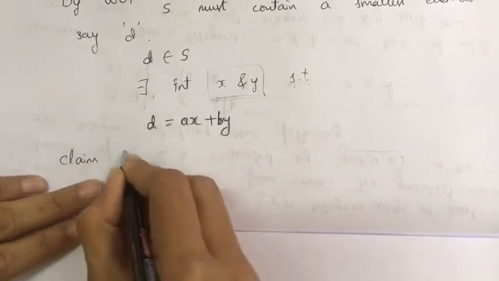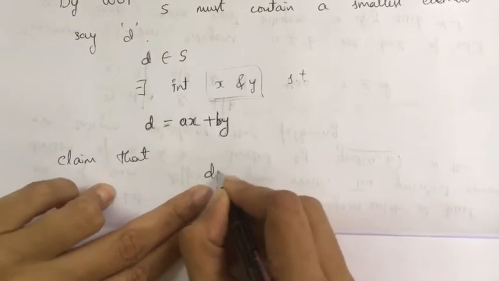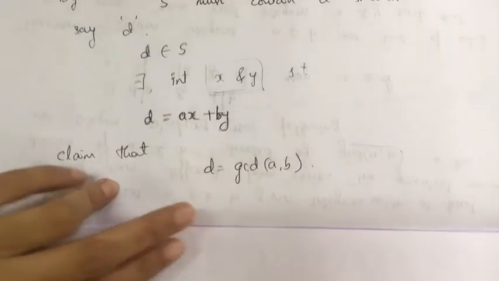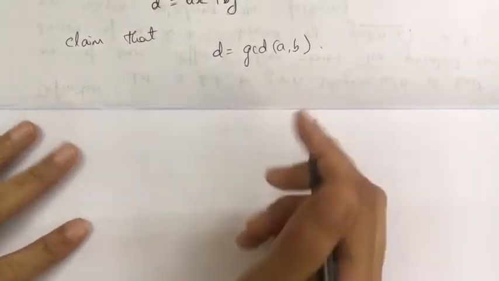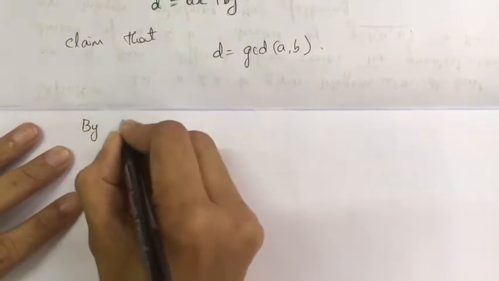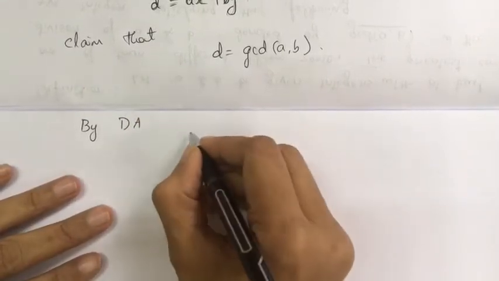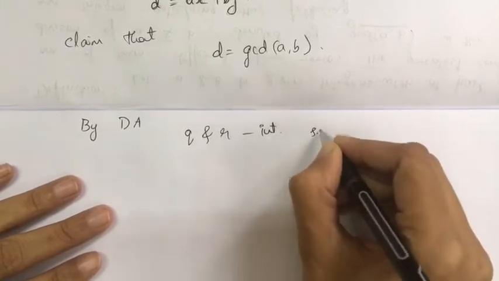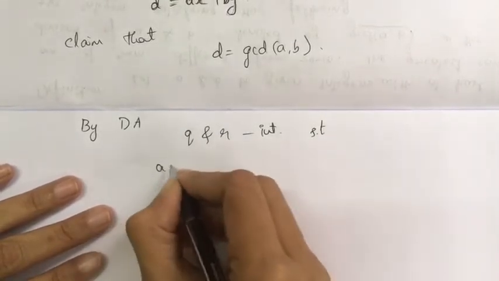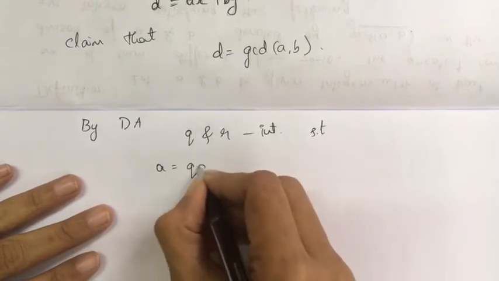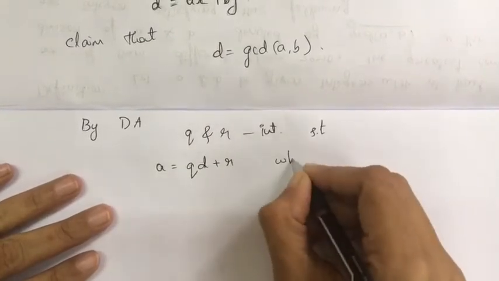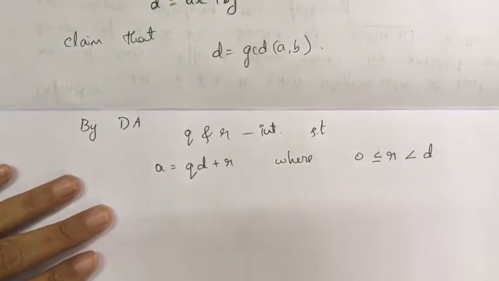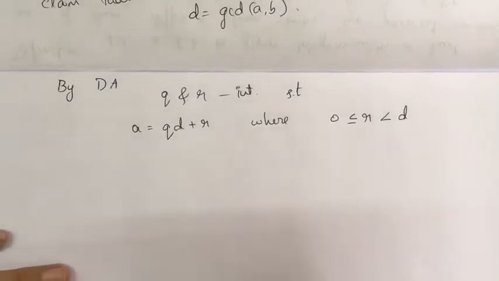Claim that this D is nothing but the GCD of A and B. Now let us see how it is. By the division algorithm, we can obtain integers, say Q and R, in such a way that A is nothing but QD plus R, where R is greater than or equal to 0 and it must be less than D. This way of writing we know.